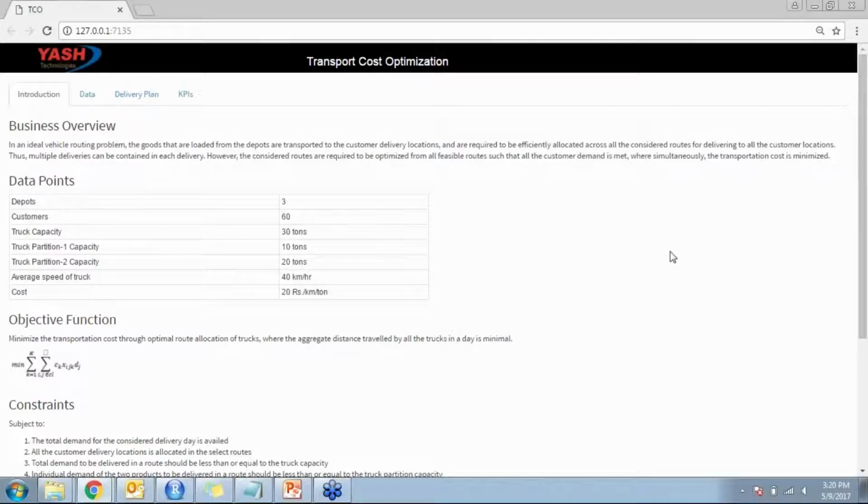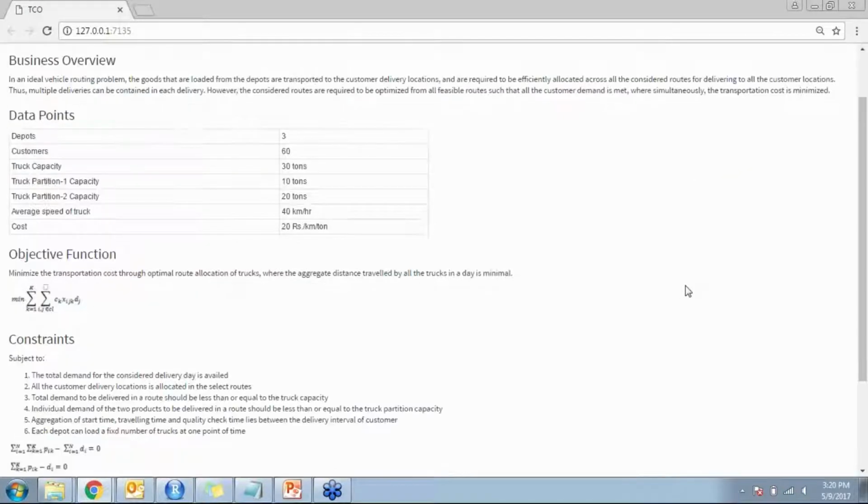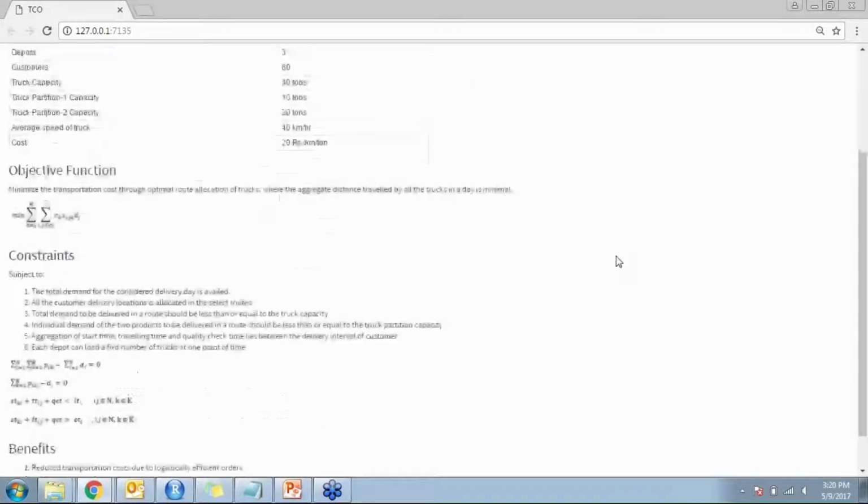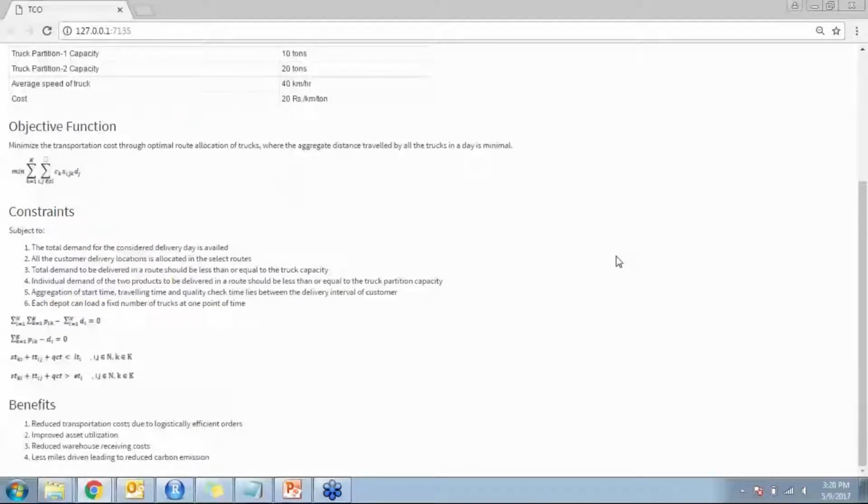Now coming to the data points, we have collected real data on the depots, customers, truck capacity, truck partition 1 capacity, truck partition 2 capacity, average speed of truck, and the cost. If you observe, the data has been collected particularly for the manufacturing industry, and the prototype which we are showing here uses sample data for analysis and demonstration purposes. Once these data points are collected, we have separate data frames.